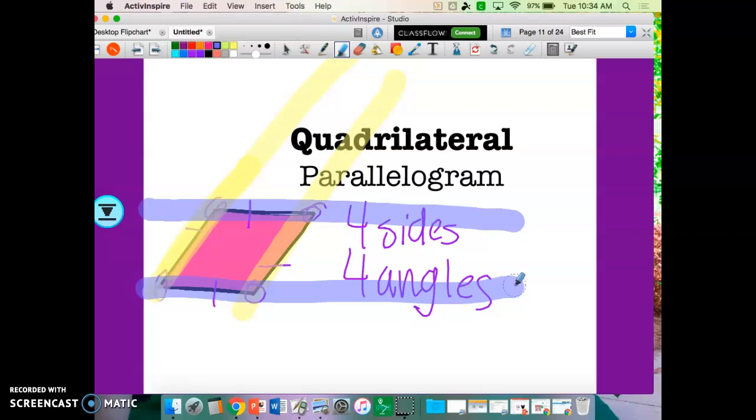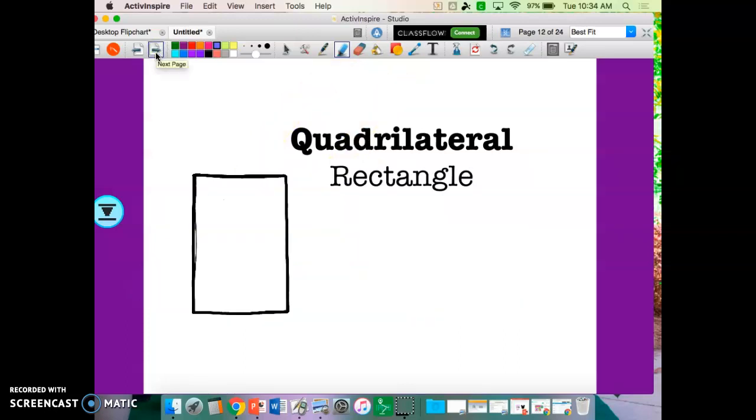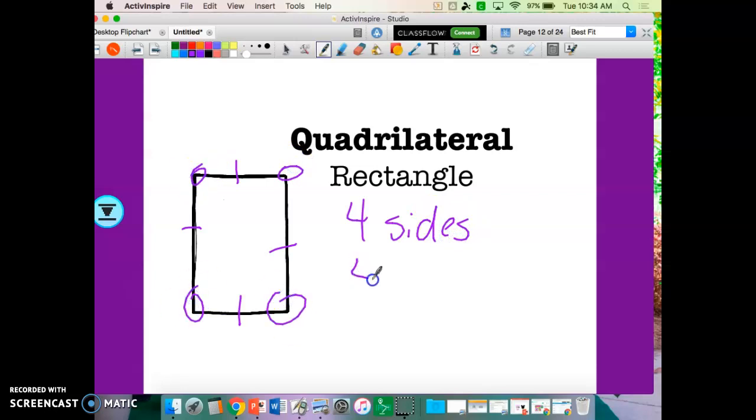Then we talk about our rectangle, and it's a quadrilateral as well, so it's got 4 sides and 4 angles. Our rectangle, it's got 4 sides. 2 of them are going to be the same length, and the other 2 will be the same length. And we kind of talked about 90-degree angles, or that the angles, if we put this little L in them, it would make a square.